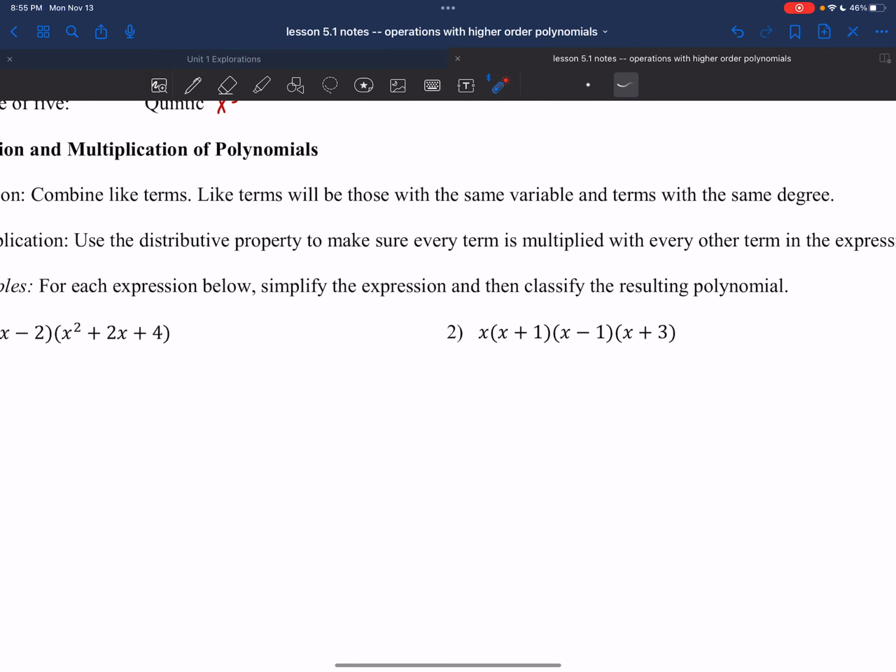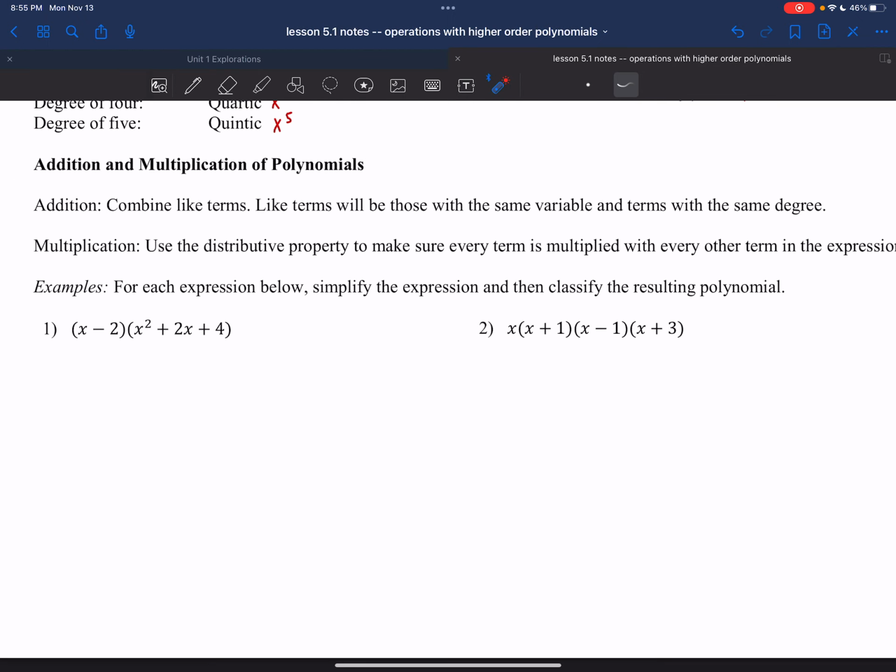Let's go on to addition and multiplication of polynomials, which is also boring. This is just typical stuff. You already know how to do this, okay? Addition, you combine like terms, okay? Like terms are the things with the same variable and the same degree. So x cubed plus x squared, question mark? You can't combine that, right? They're not like terms.